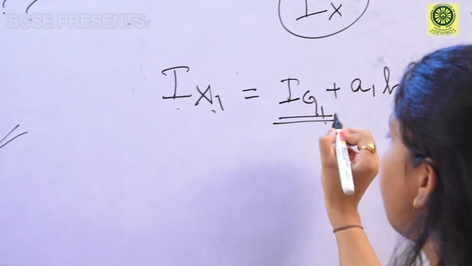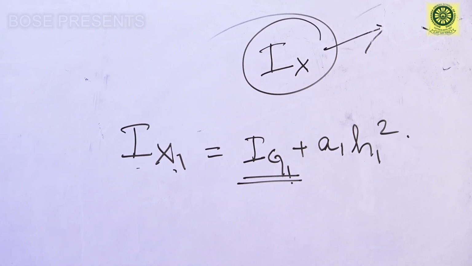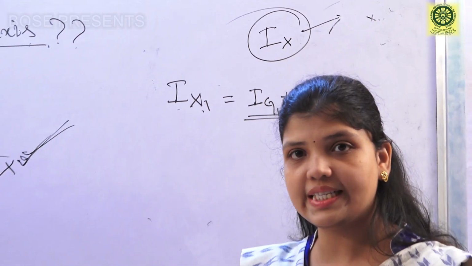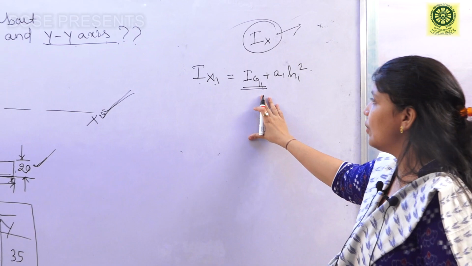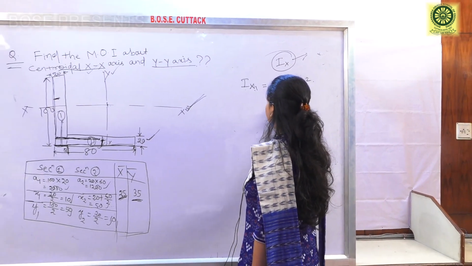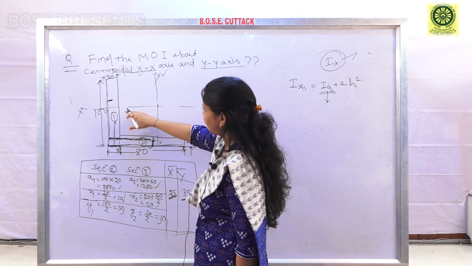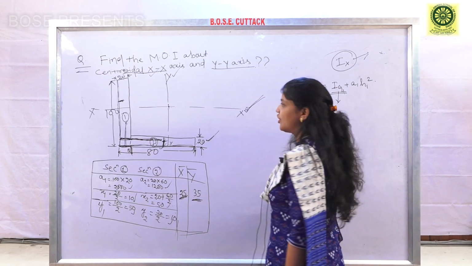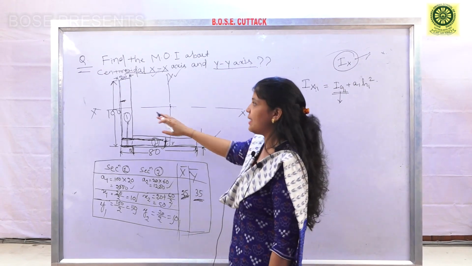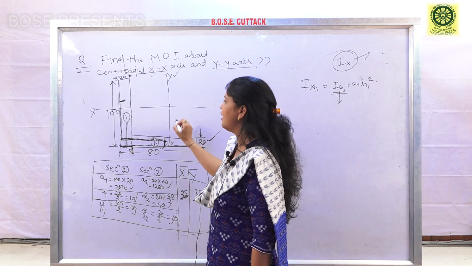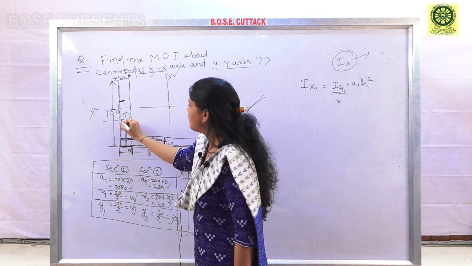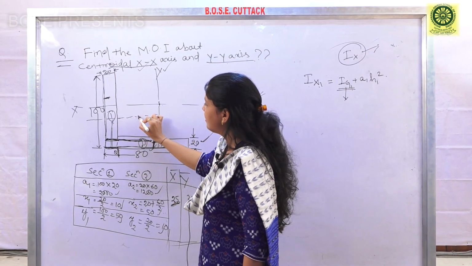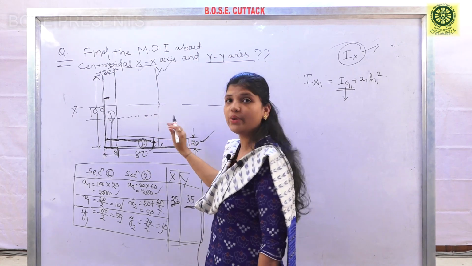Okay, so here what is Ig1? Ig1 is the moment of inertia of section 1 about the axis passing through its centroid. So let us calculate the value of Ig1. We have to find the moment of inertia for section 1 about the axis passing through its centroid and parallel to the x-axis. Suppose this is the axis passing through the centroid of section 1, this dotted line, and it is also parallel to the x-axis.